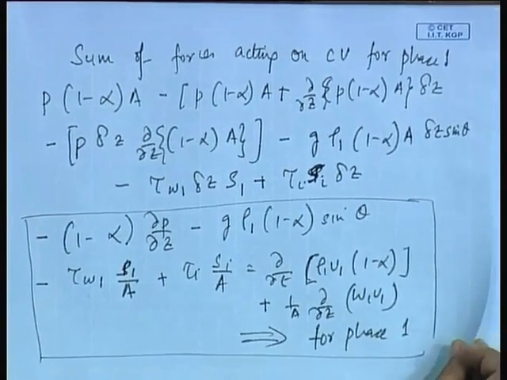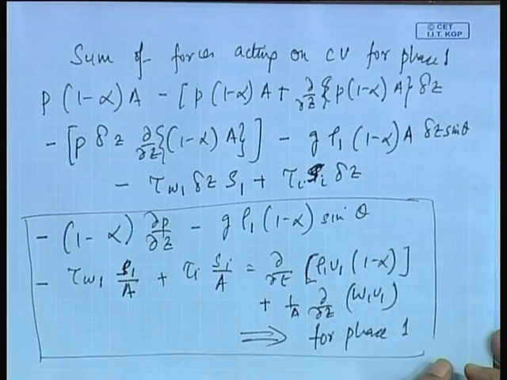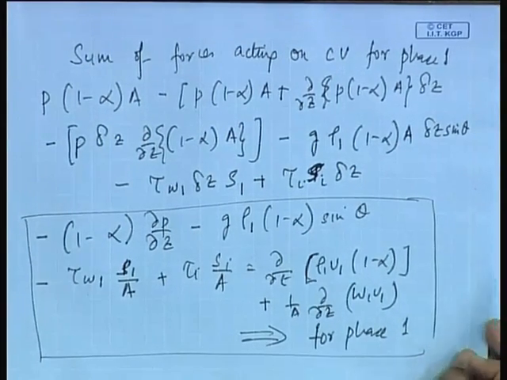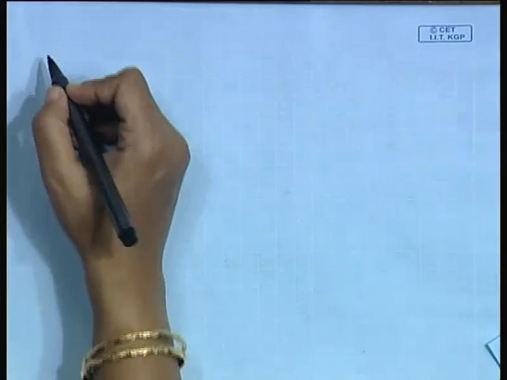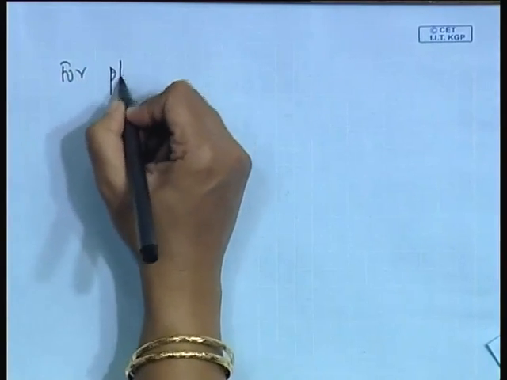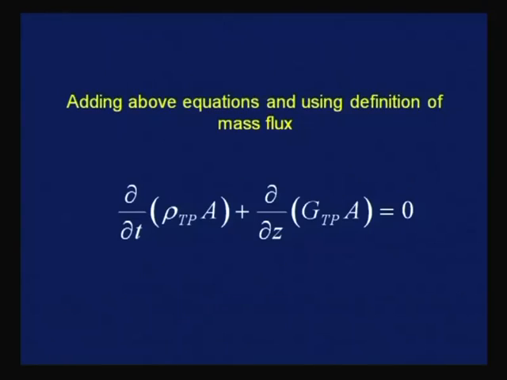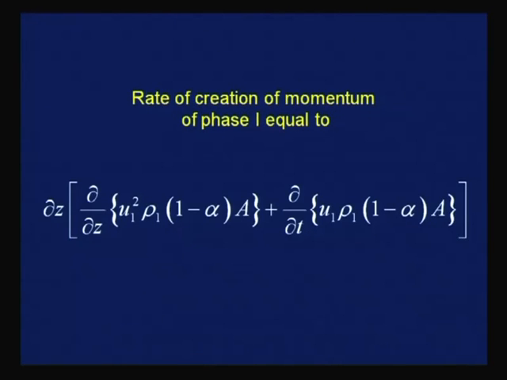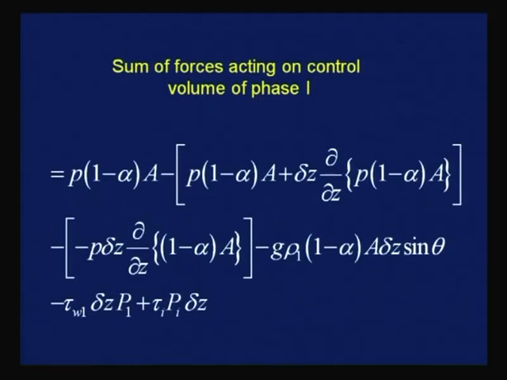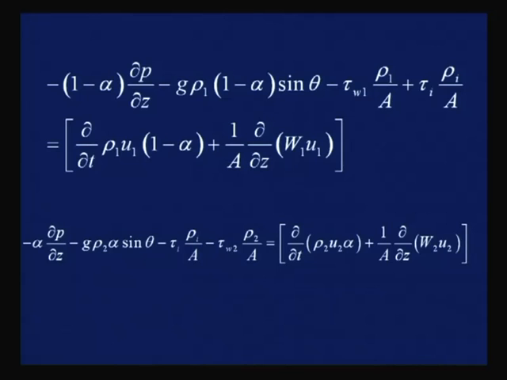Similarly, for phase 2 also you can write an identical equation. Write it down for phase 2 and let me see what you get. For phase 2, what do we get? I think it is already written down, so I will not bother to write it once more. If you see the PPTs, the rate of creation of momentum of phase 1 equals the sum of forces acting on phase 1, which you add up and get something of this sort. Then for phase 2 also, you can have a similar type of equation.